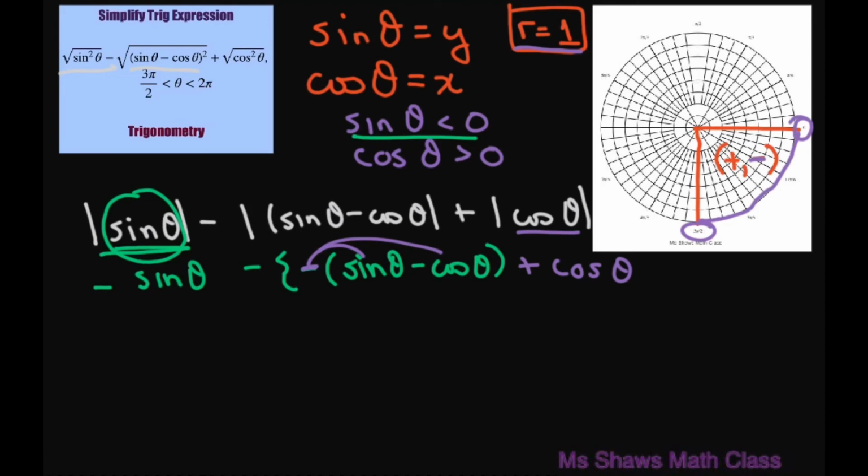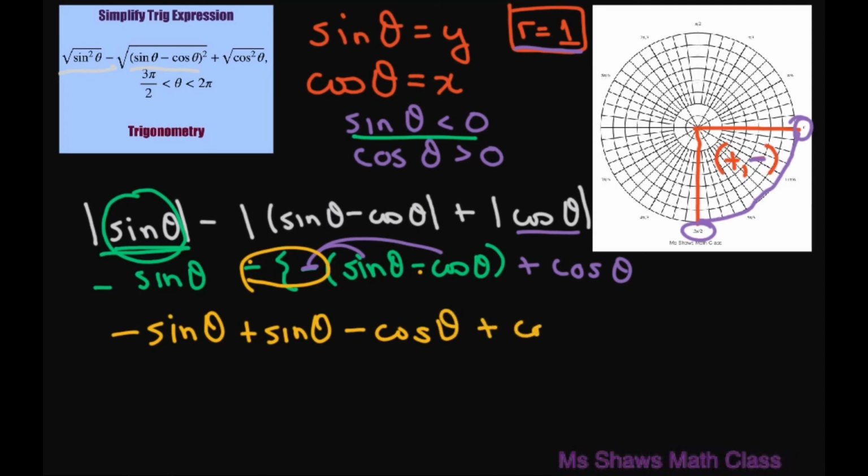So now simplifying this, we're going to get negative sine of theta, and then we have 2 negatives here, so that's going to be plus sine of theta, and then this is going to be 3 negatives, right? So that's going to be minus cosine of theta plus cosine of theta. So it looks like everything here cancels out. This is 0, this is 0, so our answer is 0.